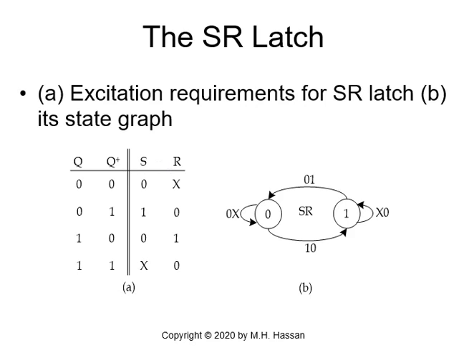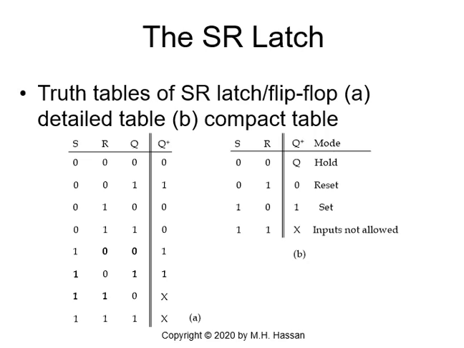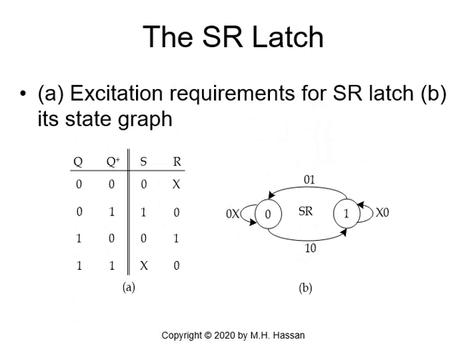To understand this, we go back to the detailed table. Look at the transition from 0 to 0 that occurred when S is 0 and R is 0 in the first row. The transition from 0 to 0 will also occur on the third row, when S is 0 and R is 1. What does it mean? That S must be 0 all the time, but R could be 0 or 1, or R is don't care. So we come here, we have S is 0 and R don't care.